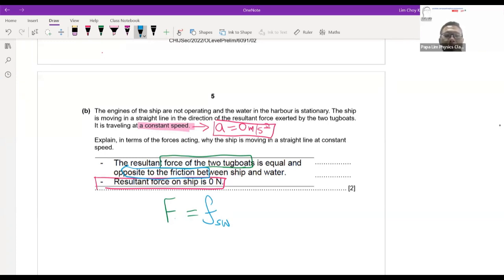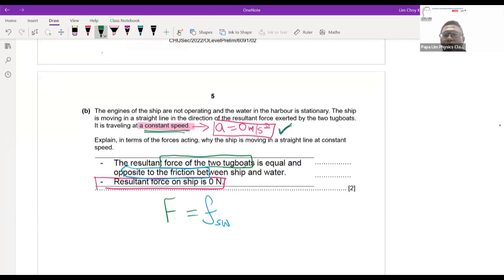Okay, so from this information, how do we derive all these answers? It is from the first clue that the question tells us, which is about the speed of the object itself, constant speed. This leads us to the next important information, whereby the ship is moving at zero acceleration. Constant speed, zero acceleration.